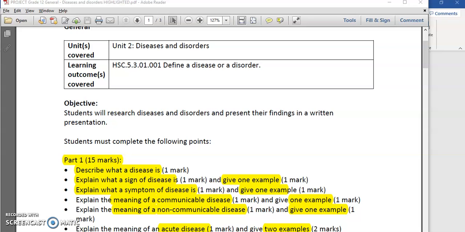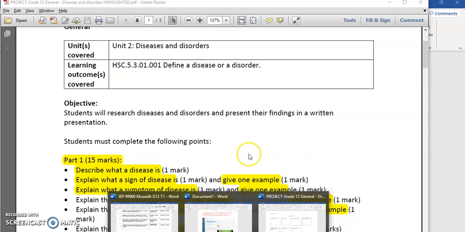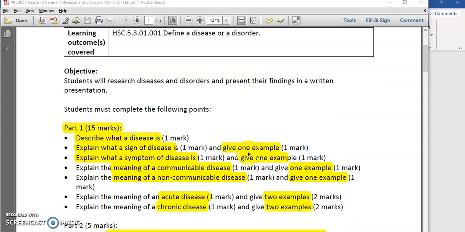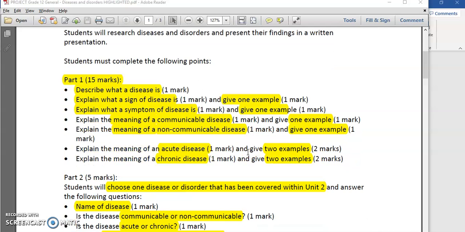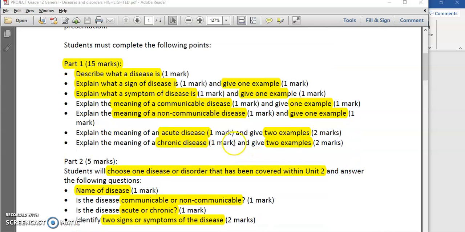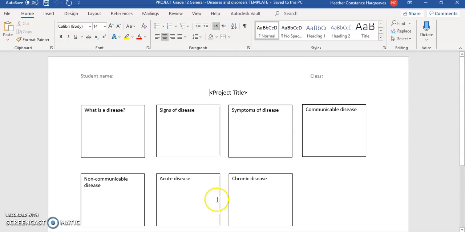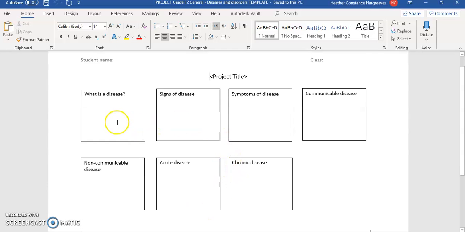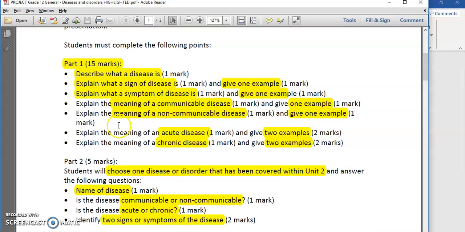Project Task 1 for Health Sciences is asking you to follow these instructions. So part 1, the highlighted instructions, and then part 2, completing this template with the information that is highlighted in the project description. So I'm going to go through an example of what I mean.